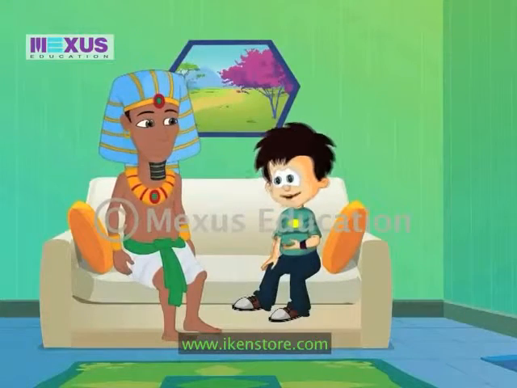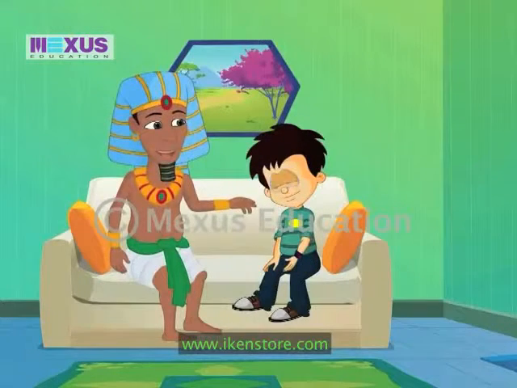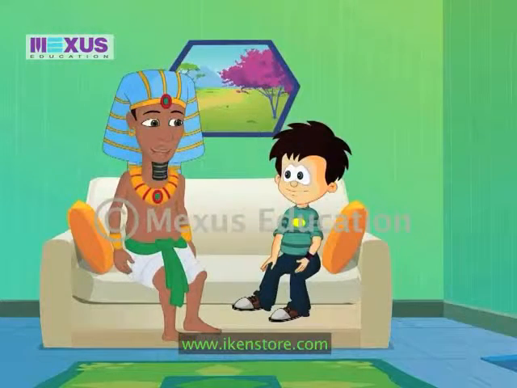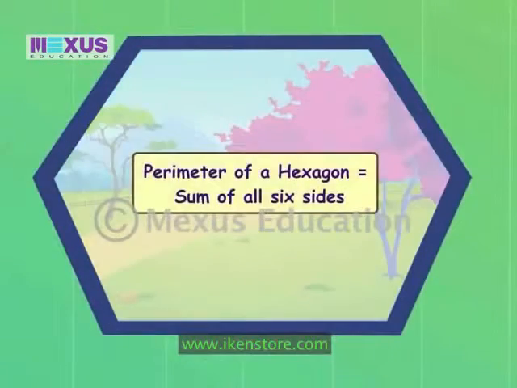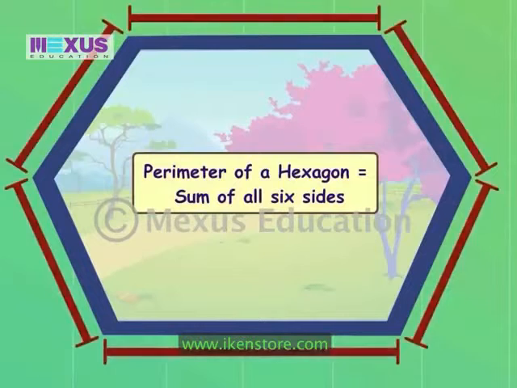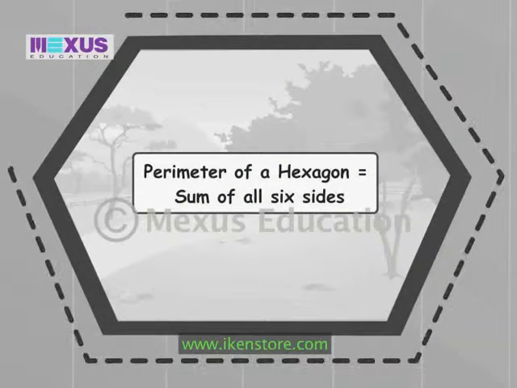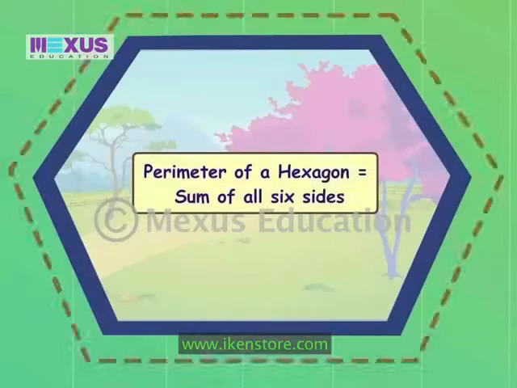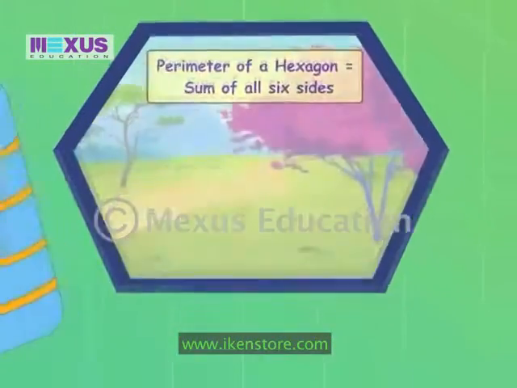So, can I find the perimeter of any shape? Yes, you can. Just add together the lengths of all the sides of that shape and you'll have the perimeter. So the perimeter of this poster with 6 sides will be the length of all 6 of its sides added together. Exactly. This poster has 6 sides. That means it is a hexagon. Its perimeter will be the length of all its sides added together.